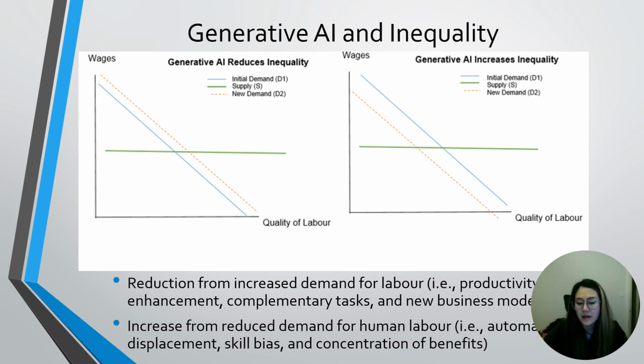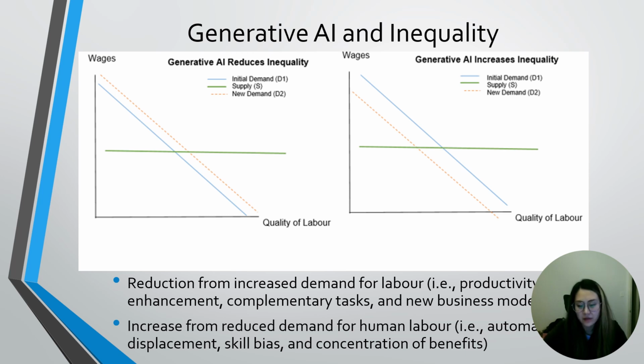Let's look at scenario 2, generative AI augments inequality. This diagram on the right illustrates a scenario where the adoption of generative AI technologies reduces the demand for human labor, potentially increasing inequality in the labor market.